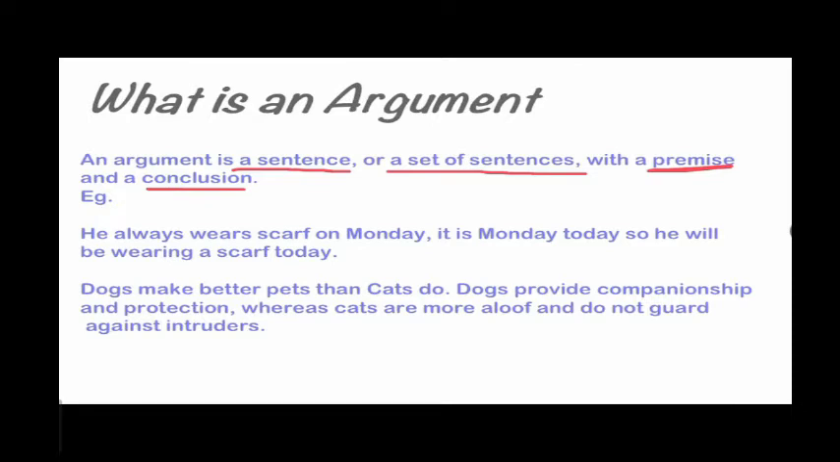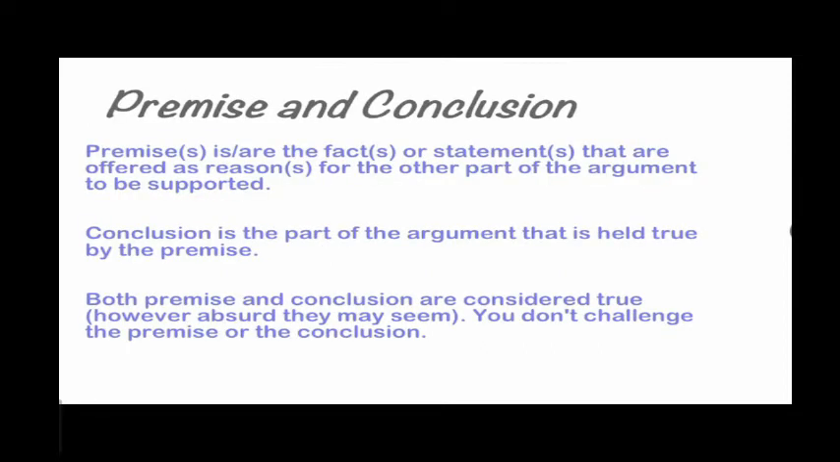Now, before looking at the examples, let's see the terms premise and conclusion. Again, as per the definition, a premise is the fact or statements that are offered as a reason for the other part of the argument to be supported. And a conclusion is the part of the argument that is held true by the premise. Not a very clear definition, right? But don't worry, let's try to clear things up with some examples now.